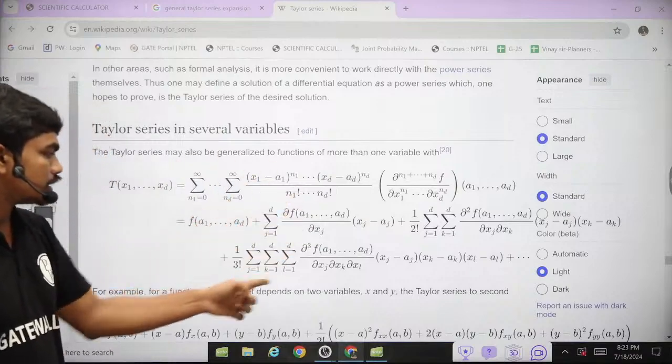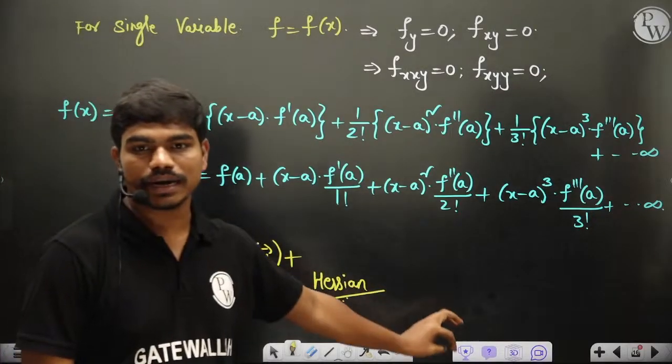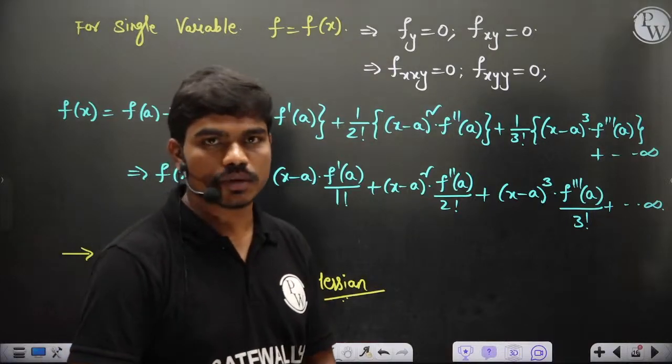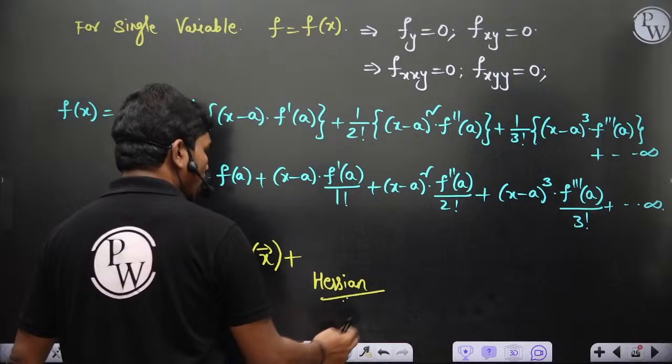So this is the general Taylor series expansion, but this can be easily written in vector form, and we get a certain matrix called the Hessian matrix. It's not a complex matrix, it's a real matrix actually. So if you can, open any optimization book.